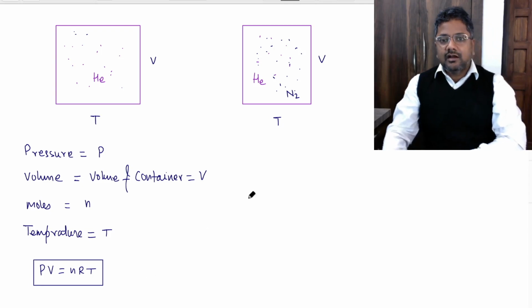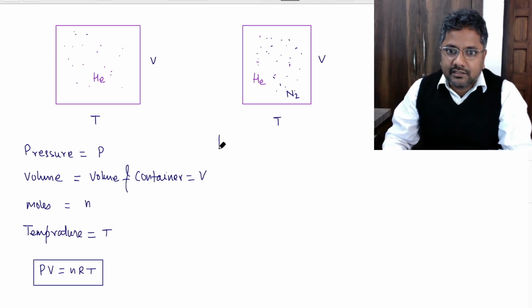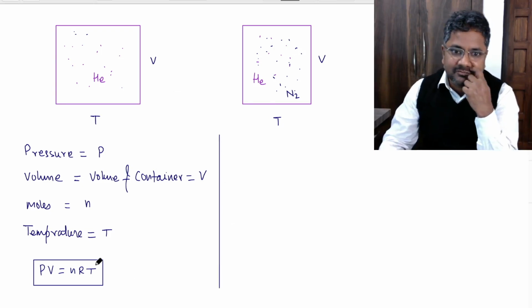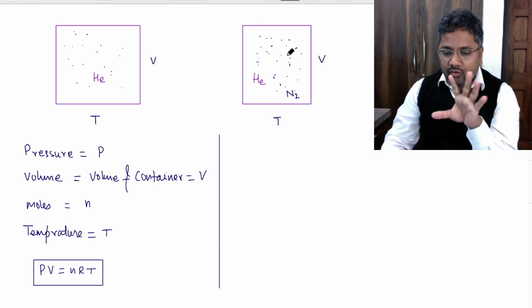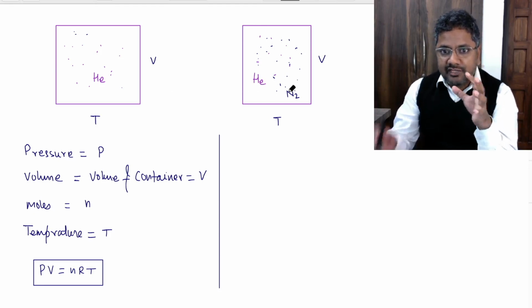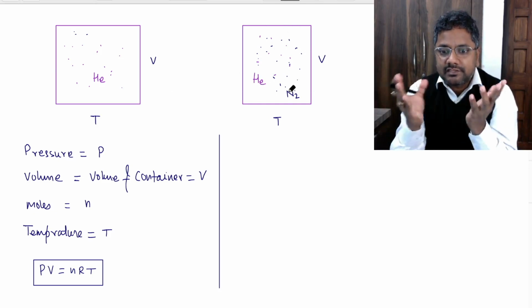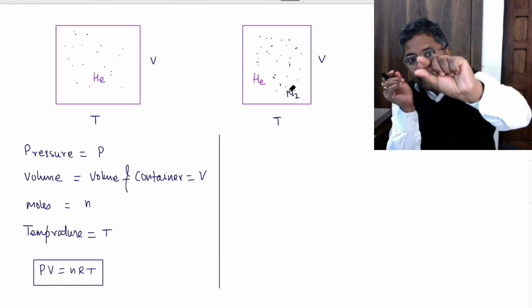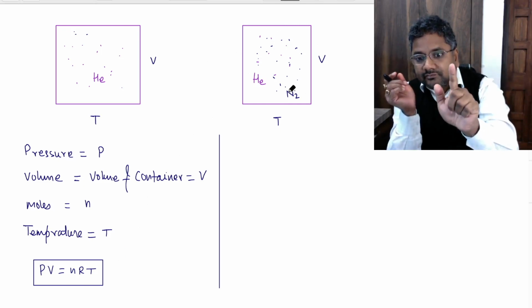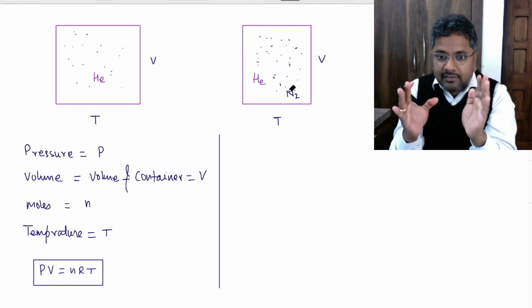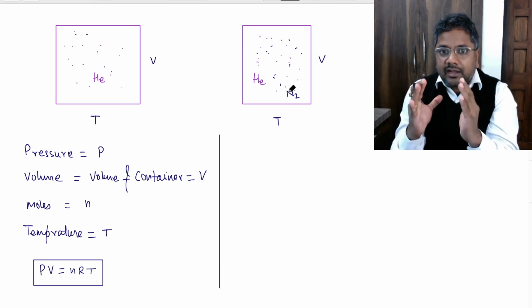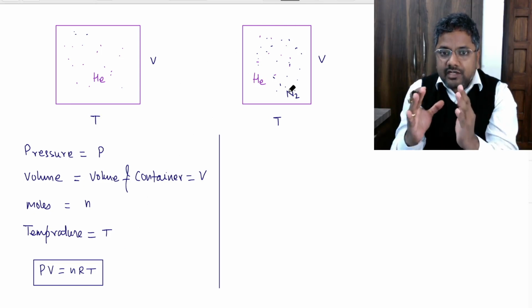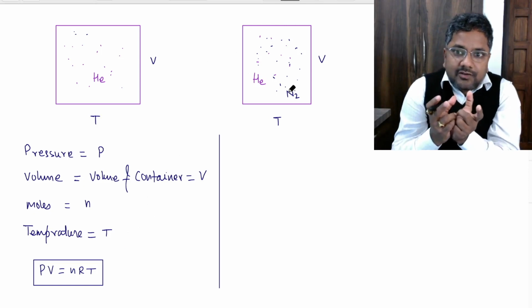Now the question arises: can we apply this PV = nRT to our gaseous mixture, meaning a mixture of helium and nitrogen? The answer is yes. Can we apply PV = nRT to an individual gas, helium, in this mixture? Think. I am again repeating the question: can we apply the equation of state to this gaseous mixture, meaning a mixture of helium and nitrogen?